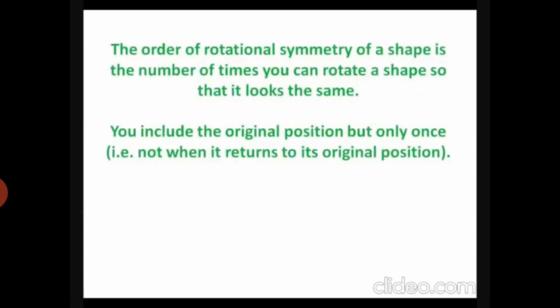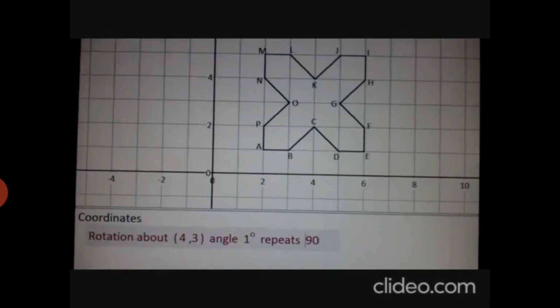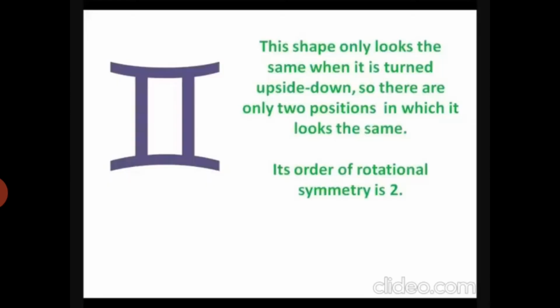The order of rotational symmetry of a shape is the number of times you can rotate a shape so that it looks the same. You include the original position but only once. That is, not when it returns to its original position. Let us see from this figure. If it is rotated with 90 degree rotation, it resembles the original figure or else it matches with the original shape. Can you see? Yes. So, if it gets rotated with 90 degrees till 360 degrees, that is between angle 0 and 360 degrees, it matches with the original figure, right? This is called rotation.